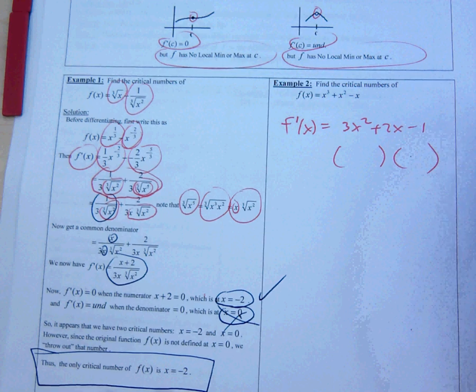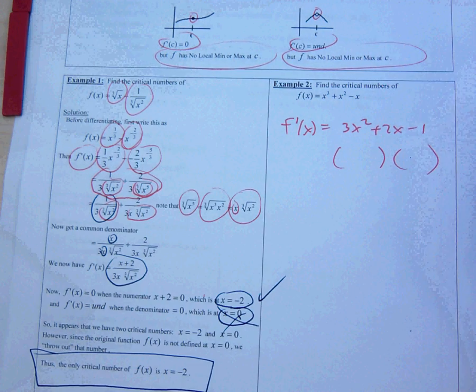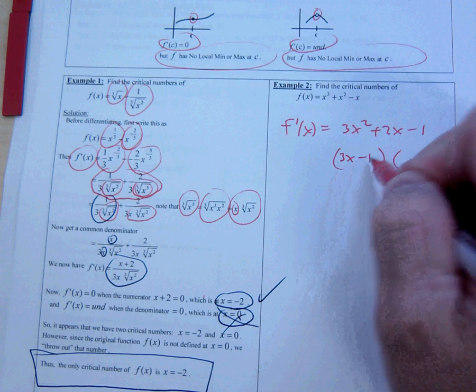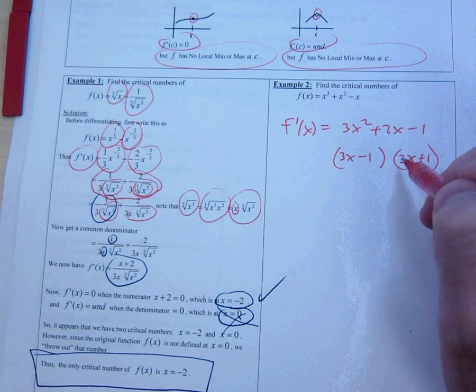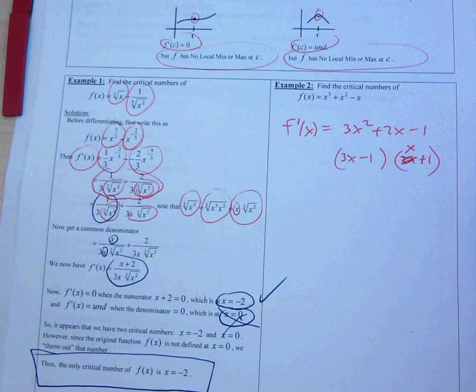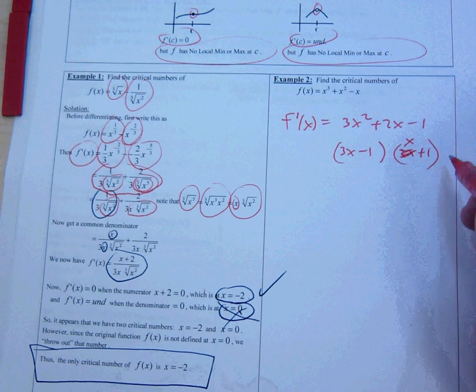Okay, so who has the factorization? Go ahead. 3x minus 1, 3x plus 1. Everybody agree with that? I'm sorry, x plus 1. Sorry. Is that right? Good? All right, I agree. And so now, when is it 0 or undefined?